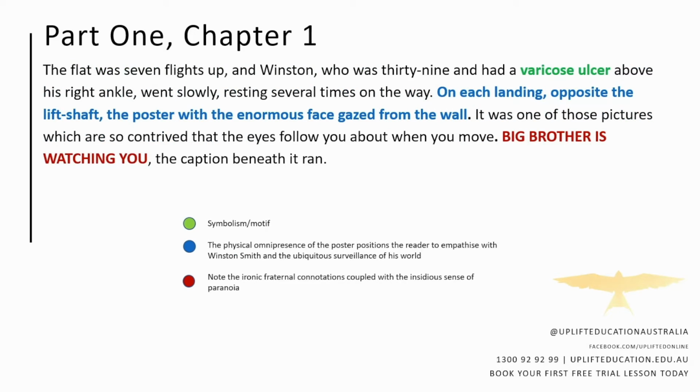If we keep going, "The flat was seven flights up. Winston, who was 39 and had a varicose ulcer above his right ankle, went slowly, resting several times on the way." Now, if we think about this idea of a varicose ulcer, I've labeled that as a motif. Now, we see the varicose ulcer popping up quite a few times in the text, predominantly before Winston meets Julia. And the way that we consider it typically, symbolic for repression. And I think this dichotomy of unconscious and conscious, we usually read as an example of that repression.